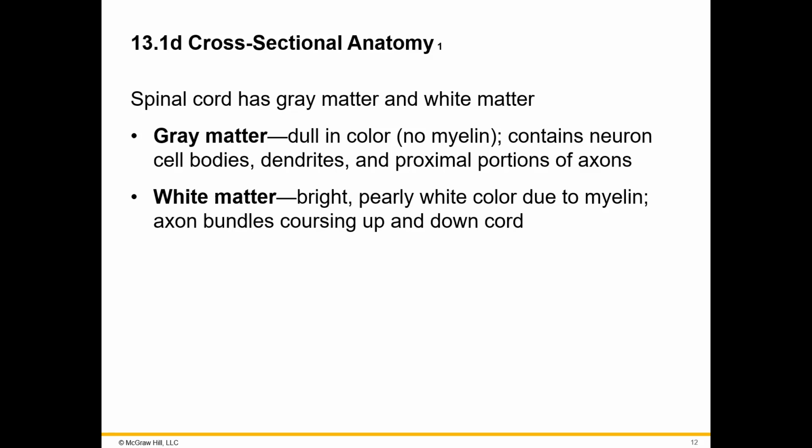And you have gray matter. Gray matter is dull in color. They have no myelin, and they contain neuronal cell bodies. They have cell bodies, dendrites, and the proximal portion of the axon. That region does not have any form of myelination. That's why it's not white or pearly. That is gray matter.